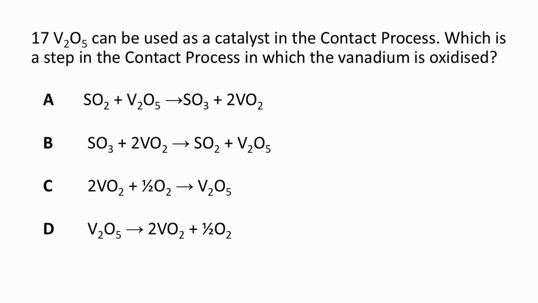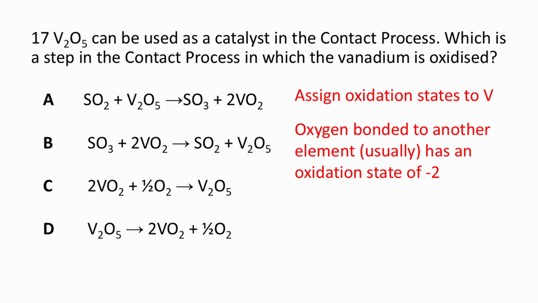Here's the next question. V2O5 can be used as a catalyst in the contact process. Which is a step in the contact process in which the vanadium is oxidized? First of all, we can assign oxidation states to vanadium. Oxygen bonded to another element usually has an oxidation state of -2. The sum of the oxidation states in a species is equal to the overall charge in that species.